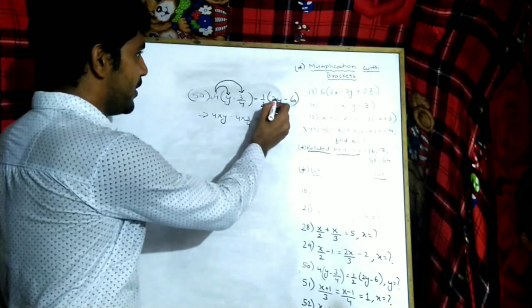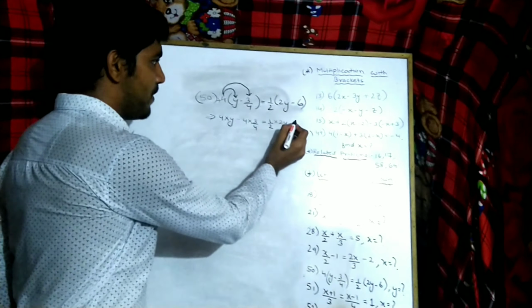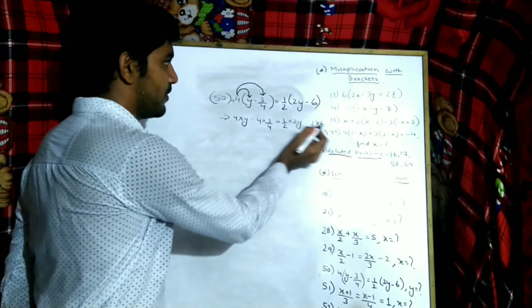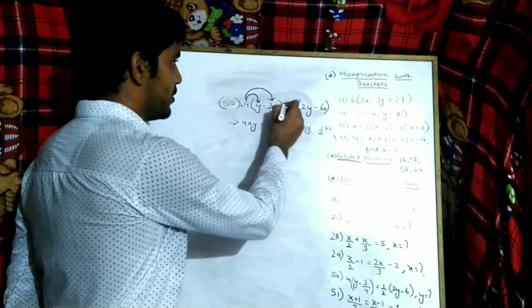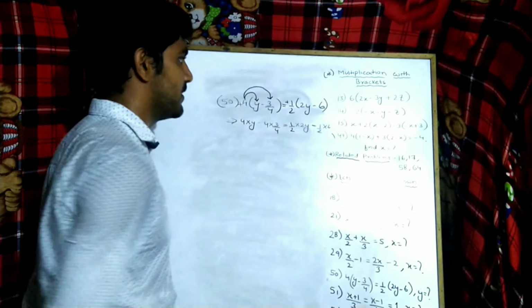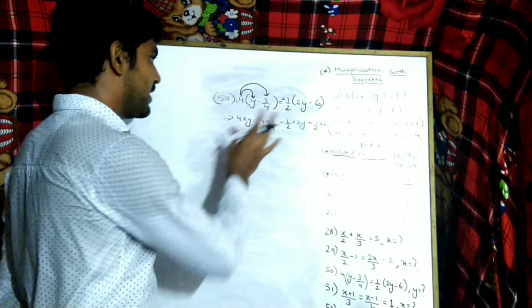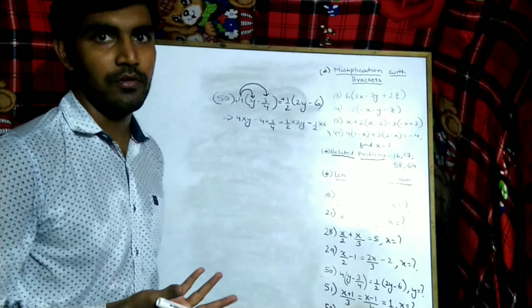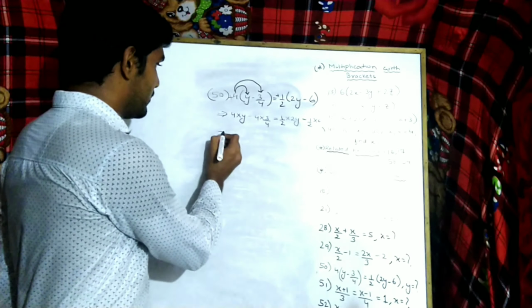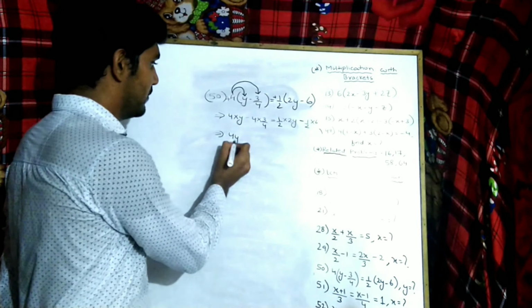See, 1 by 2 into 2y. Now 1 by 2 into 6. Now plus minus will be, because this is plus, so plus minus will be minus. This is the main step. If you know this, then automatically you know. Okay, so first 4 into y, 4y.